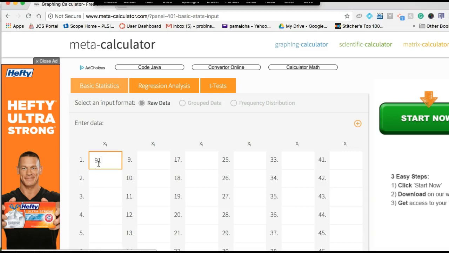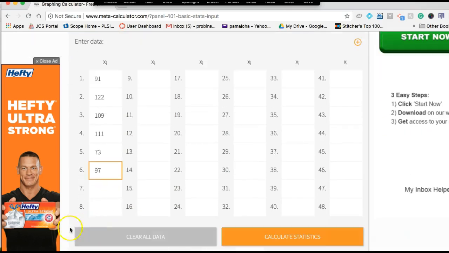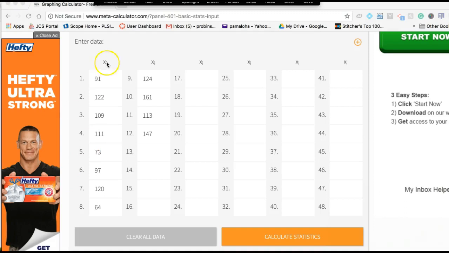So 91, let's go ahead and input this. 122, 109, 111, 73, 97. This is tedious. You probably don't want to watch me do this. I'm going to pause it. All right, I inputted all those values. Now I'm going to hit Calculate Statistics.